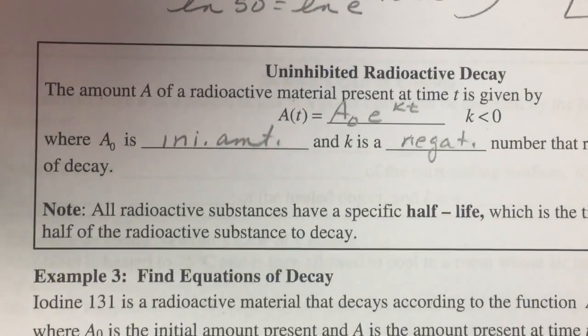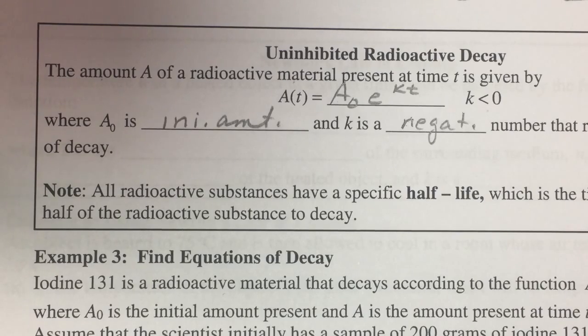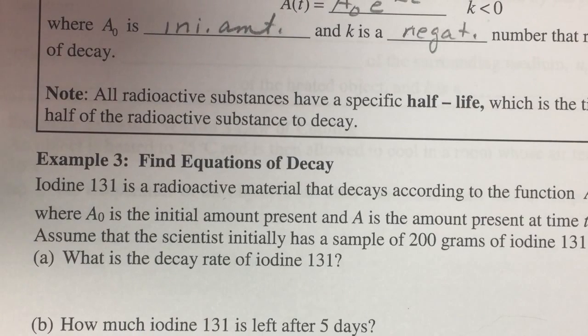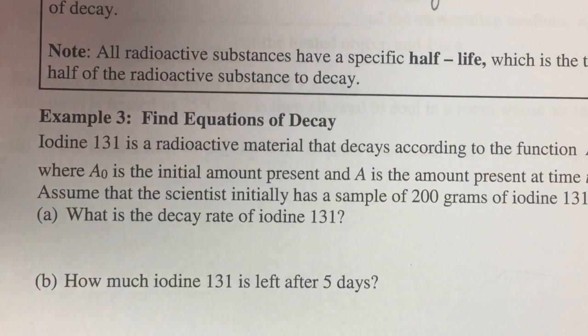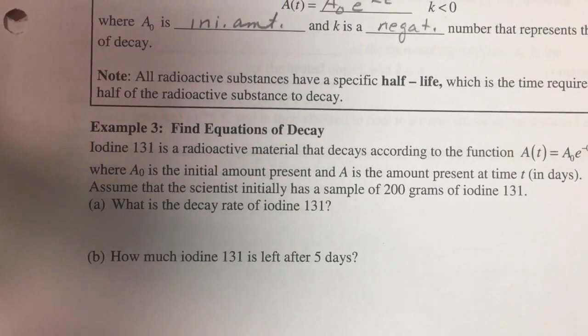Okay, there's a note: all radioactive substances have a specific half-life, which is the time required for half of the radioactive substance to decay. That's what half-life means. And I'm actually going to give you a different formula for half-life. Okay, so let's do a decay problem. I think you'll see it's very similar to what we were doing with the rate of growth problems.